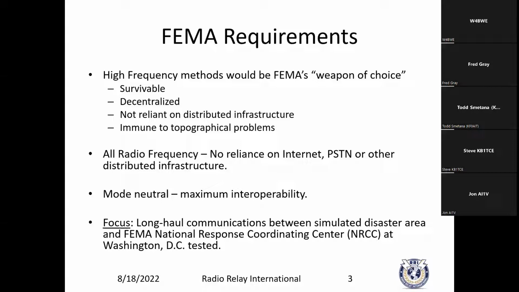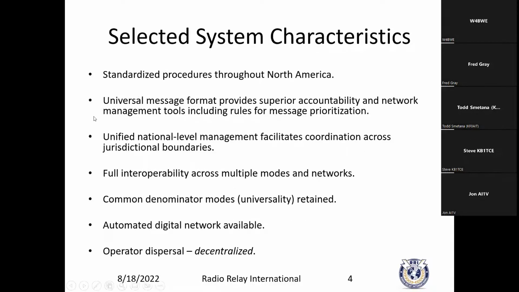We sought to design an exercise that, of course, was mode neutral. So we wanted the emphasis to be on maximum interoperability. We wanted to make sure that the exercise would provide deliverable metrics to served agencies, and that's either FEMA or its defense contractor that was working with them on the exercise. So again, we had to provide communications between that simulated disaster area in the Northwest to the National Response Coordination Center in Washington, D.C. So we're going to talk a little bit about how we went about it and what we were looking at in this exercise.